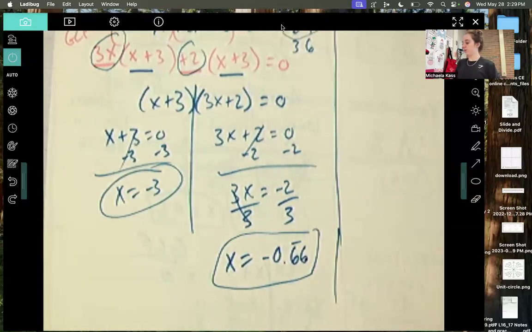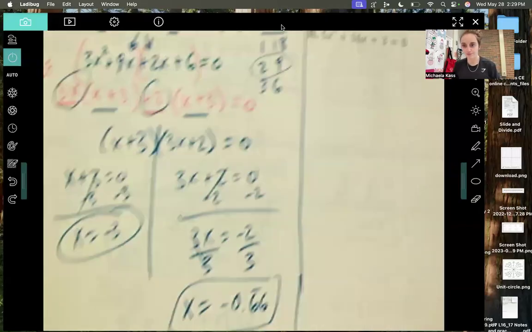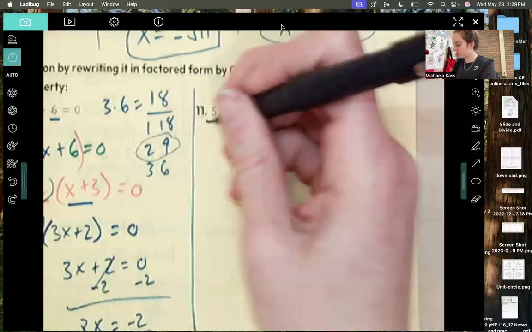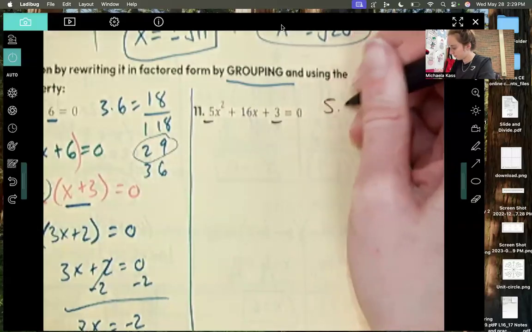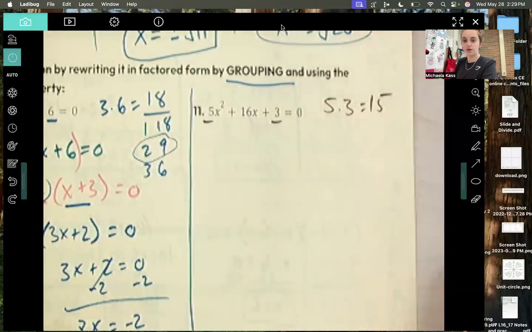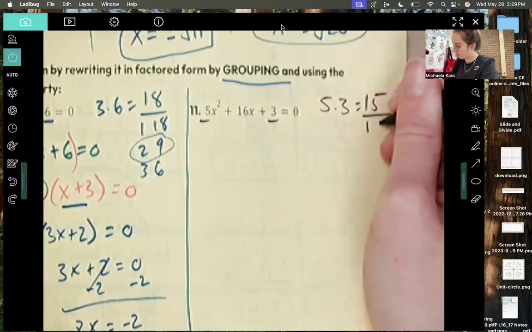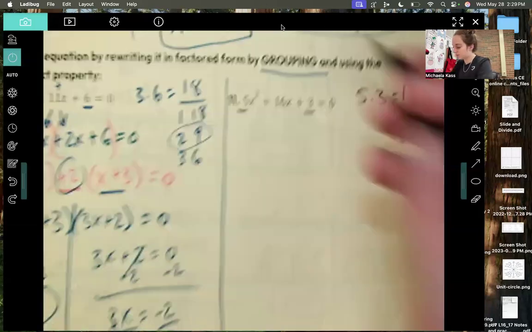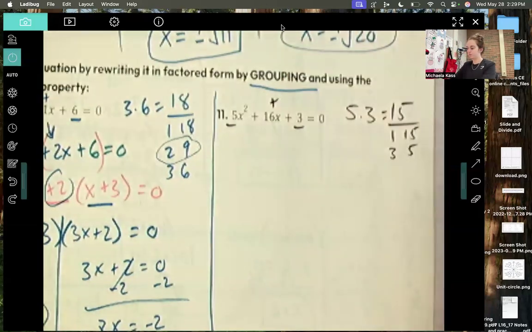All right, let's go ahead and try 11. Okay, 11, same steps, okay? So we're going to first start with multiplying the first and the last together. So 5 times 3. That's 15. List out the factors. 1 and 15, 3 and 5. Which two add to 16?